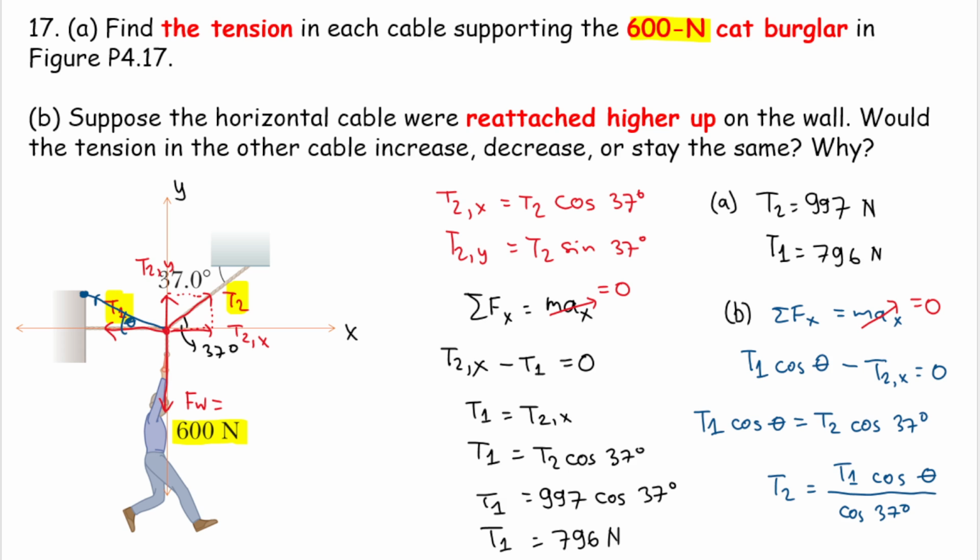And because of this factor, initially T2 is T1 divided by cosine 37. This factor, cosine of theta, is between 0 and 1, so it will decrease T2, because it will be a fraction of the initial T2. So for question B, it is decreasing, because we have this factor cosine of theta. Okay, I think that's all for this problem.